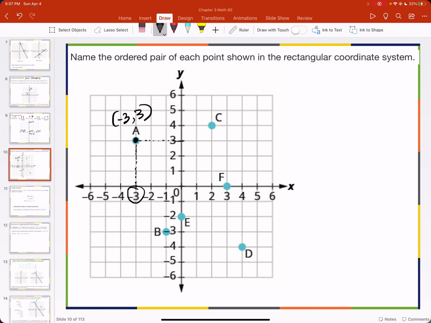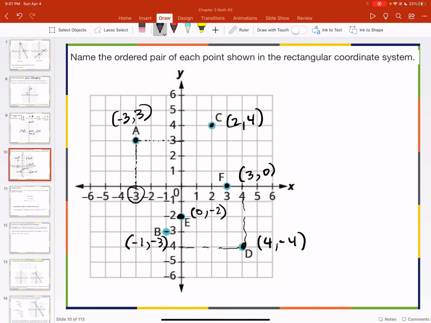So let's look at B. The value of x is -1. The value of y is -3, so that's B. C, the value of x is 2. The value of y is 4. And then D, the value of x is 4, and the value of y is -4. And then E, where are you? Here you are. The value of x is 0, and the value of y is -2. And then finally, F, the value of x is 3 and the value of y is 0.